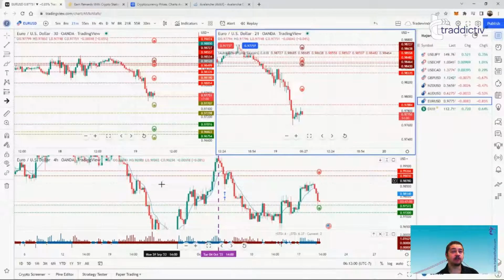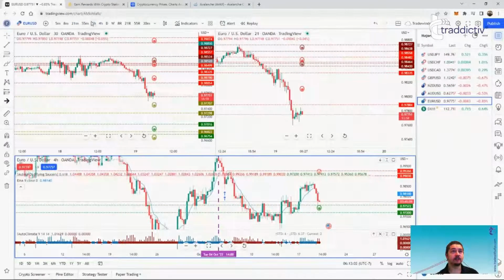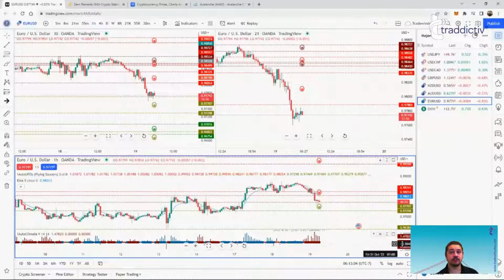And then on the hourly, I think the climate was overextended. Yep, going for 11 hours out of typically 6. So we're going to go ahead and skip. So that's that for the Euro dollar. Just checking that there aren't any questions. Yep, looks good.